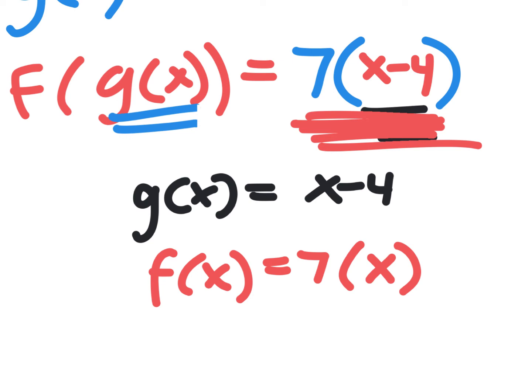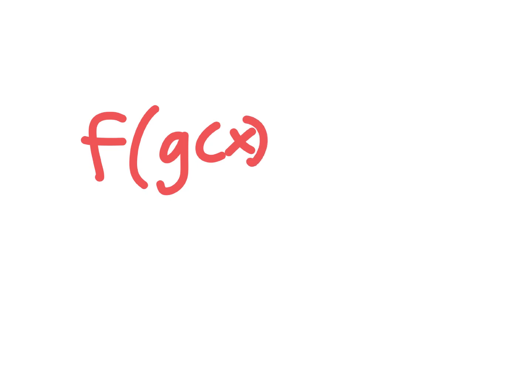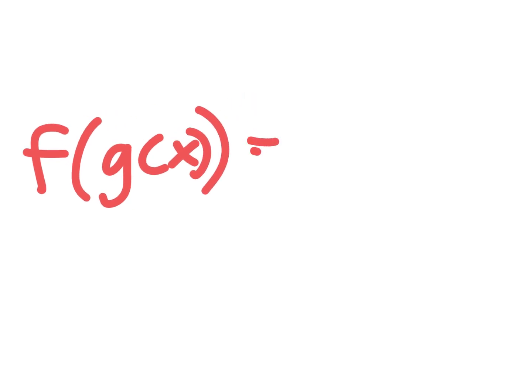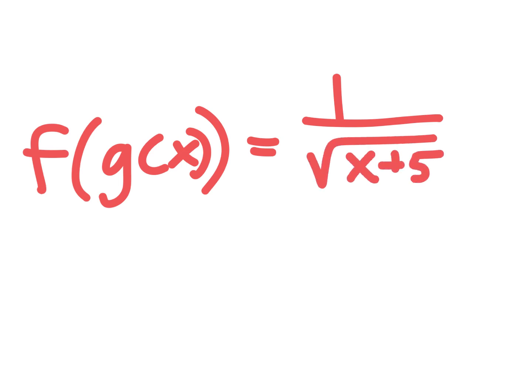Now, this is one of those where a lot of times kids are like, I don't get what you're talking about until we do a couple of them, and then all of a sudden it snaps in and you're like, oh, that's easy. So let me give you a couple. What if I had a function that was f of g of x, and when it was done, the answer was 1 over the square root of x plus 5.